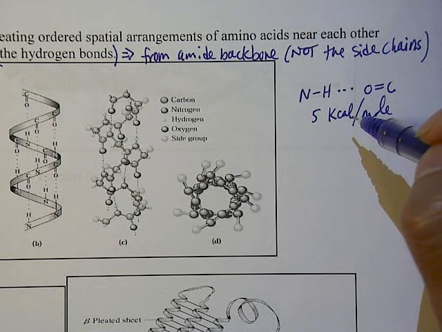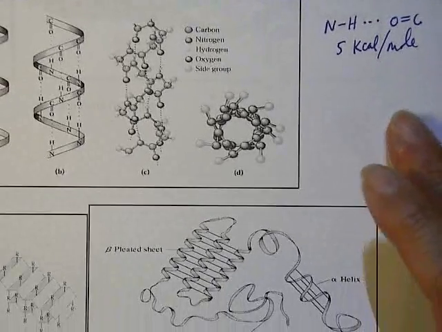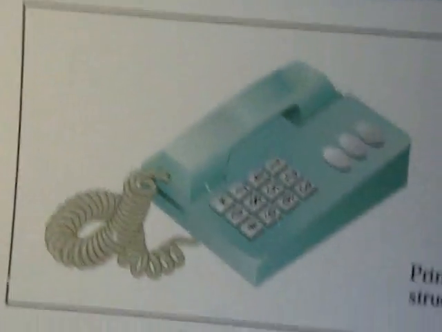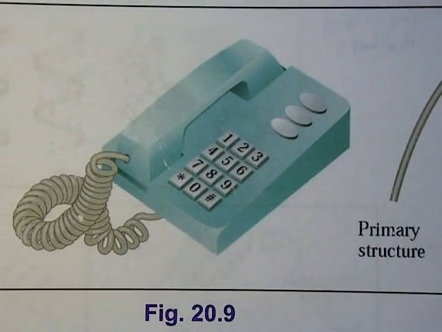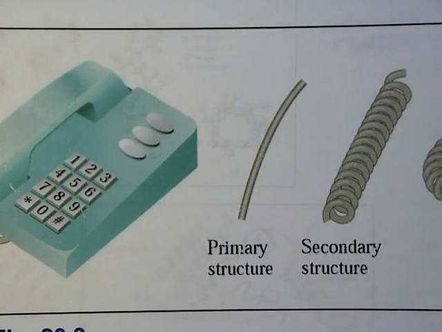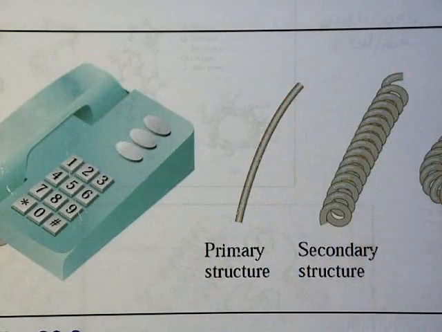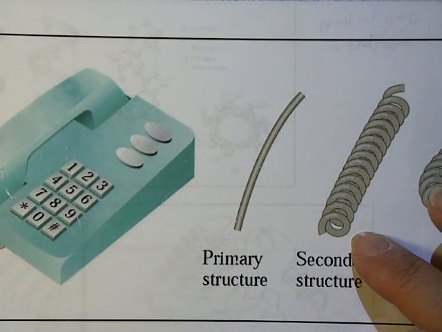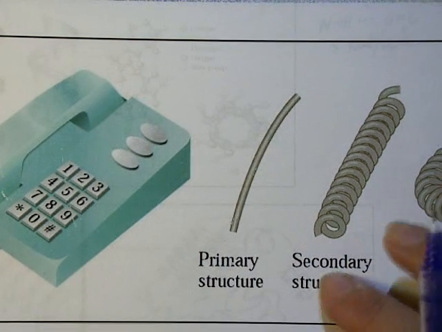The beta sheet is the type that are found in silk, and I think this is a good analogy of these secondary structures before we go on to the tertiary structure. You don't probably remember these phones, but they used to have these cords, and so the primary structure would be a strand out of this, and if you let it spiral around like this, that's like alpha helix type of secondary structure.